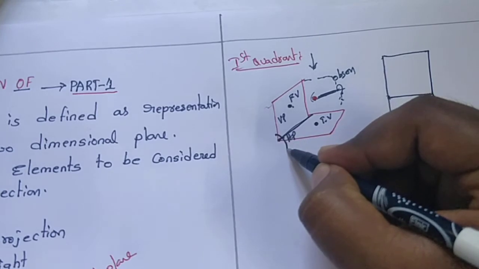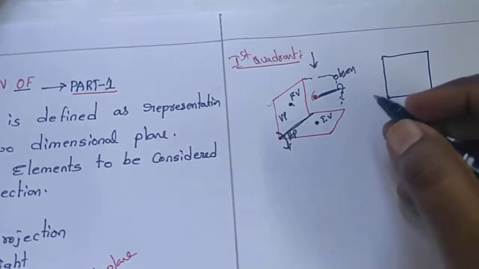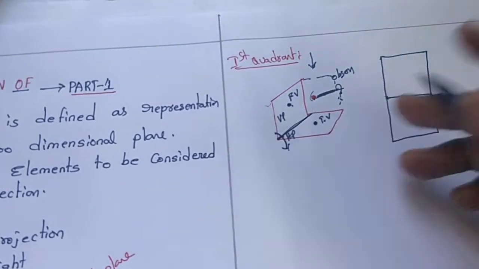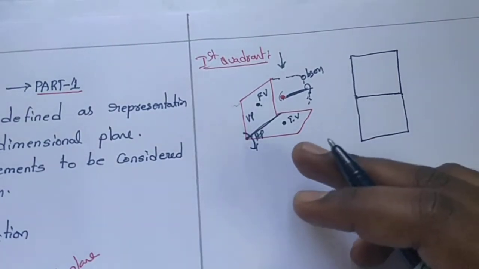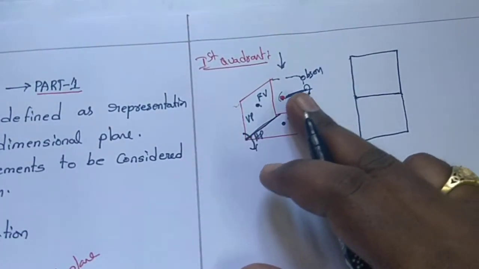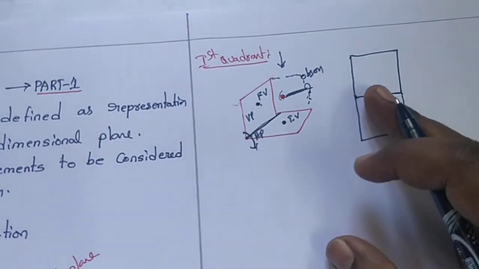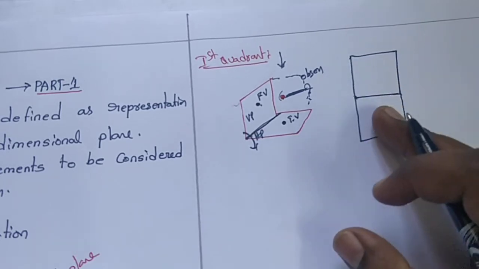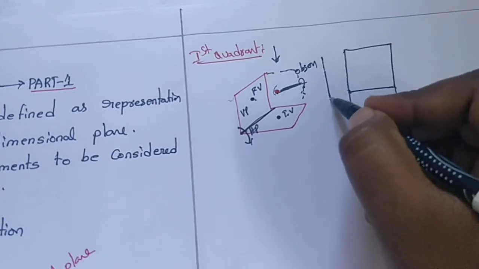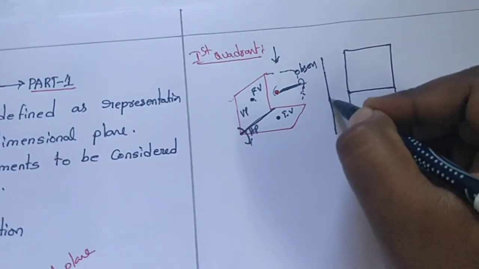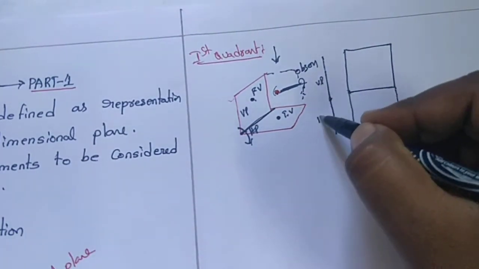Every time we need to rotate the horizontal plane only. The vertical plane is fixed. We need to rotate the horizontal plane 90 degrees clockwise. Suppose you rotate this horizontal plane clockwise 90 degrees, what happened? It will definitely look like this. This is the vertical plane and this one is the horizontal plane.